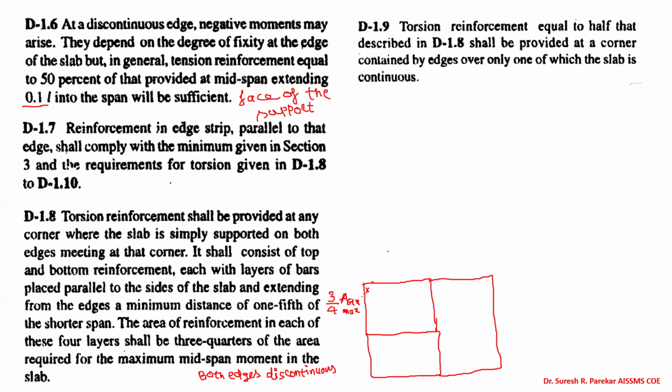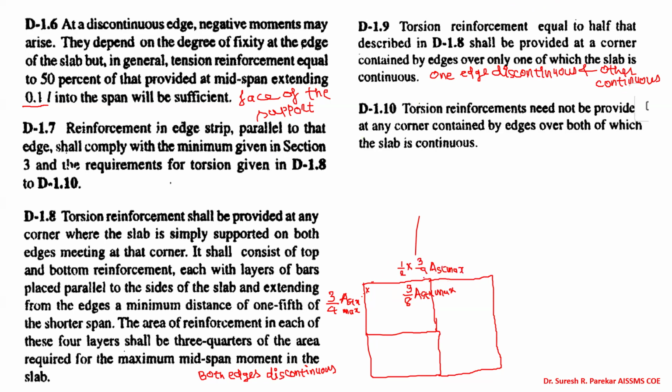Now, then we have 3/8 when one edge is continuous and the other edge discontinuous. Here we have one edge discontinuous and the other continuous. Then that is 3/8 of Ast max, half of this, that is half of 3/4. So it becomes 3/8 of Ast max.